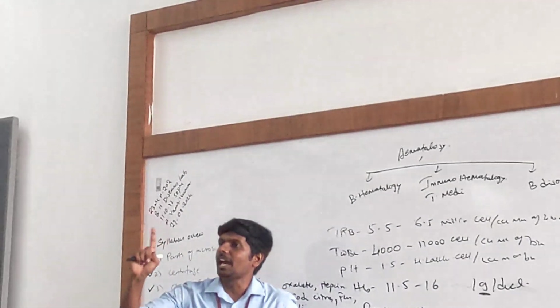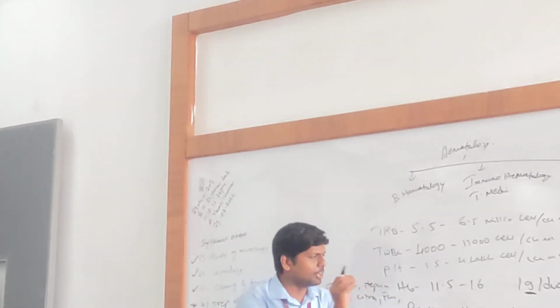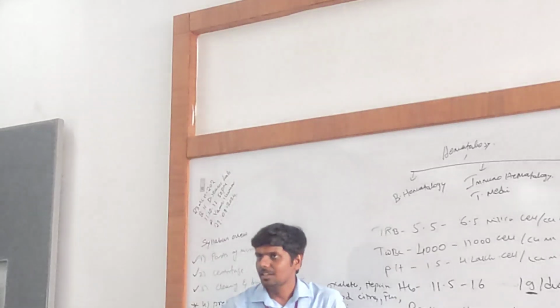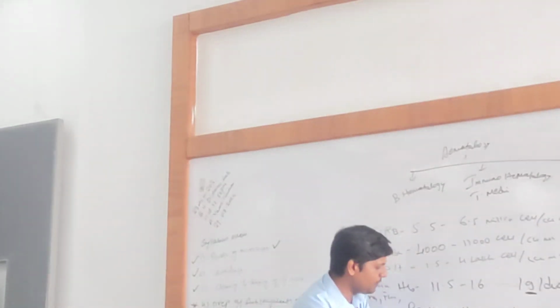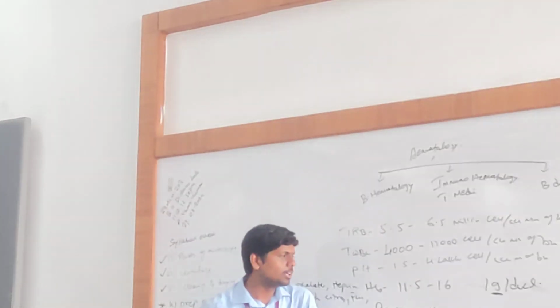Neutrophils are the first line of defense cells. Whatever pathogen enters the blood, first neutrophil will attack them. Clear? So they are called the first line of defense.